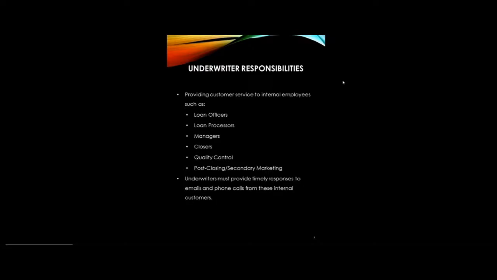And sometimes the LOs will get really nervous if you're not picking up the phone, thinking that you're going to decline the file when it's really you just need time to work. And they might call their managers, and their manager might call your underwriting managers. It gets into a big issue if you're not returning phone calls in a timely manner.